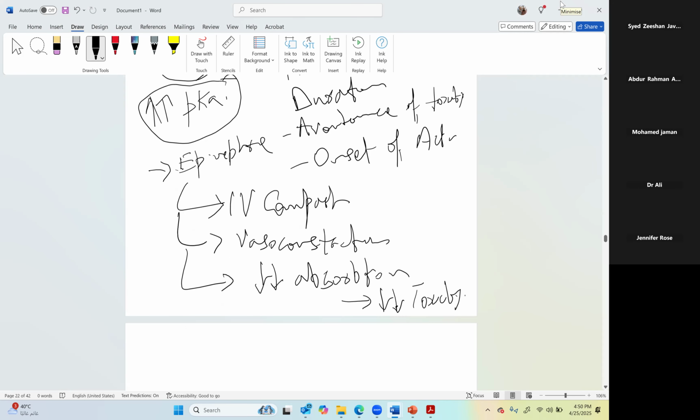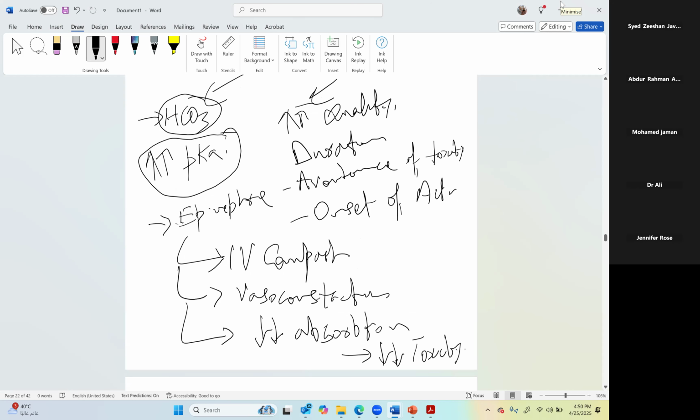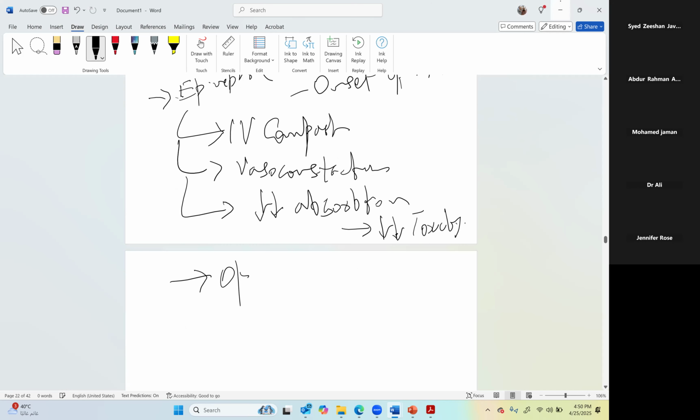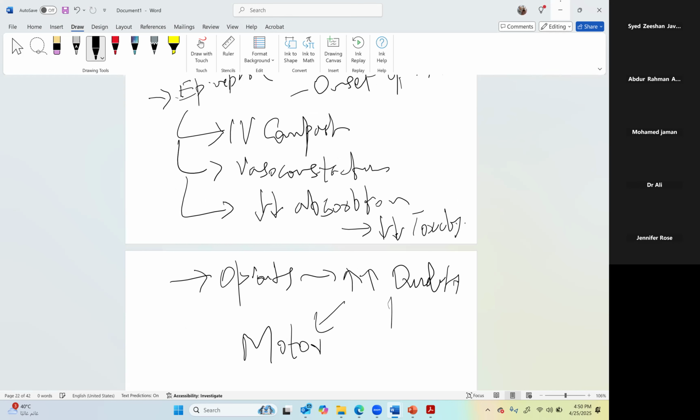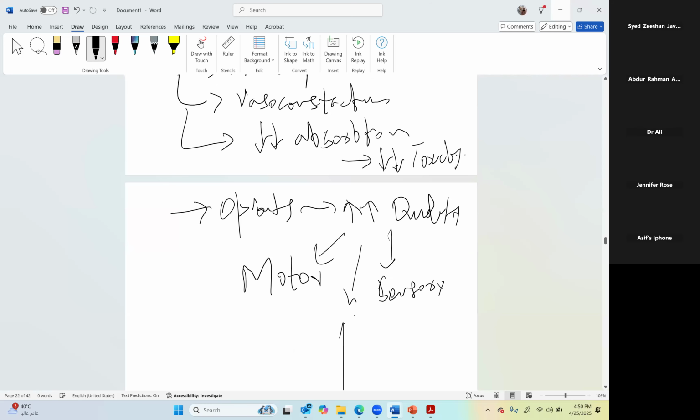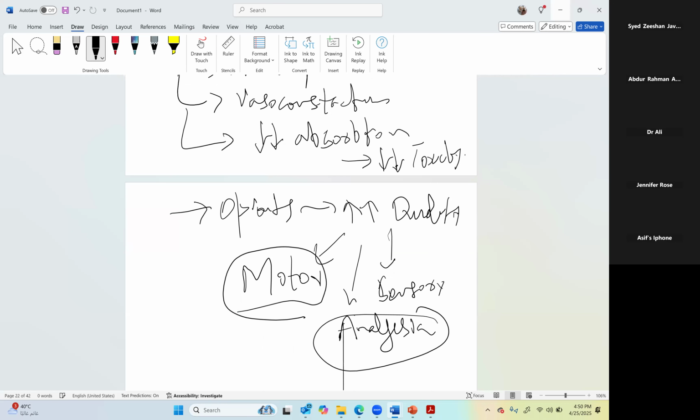So this is an important point. Then we add opioids. Opioids increase the quality of the block, but they don't have any effect on motor. They will increase the sensory block and analgesia mainly. It will not have any effect on motor.